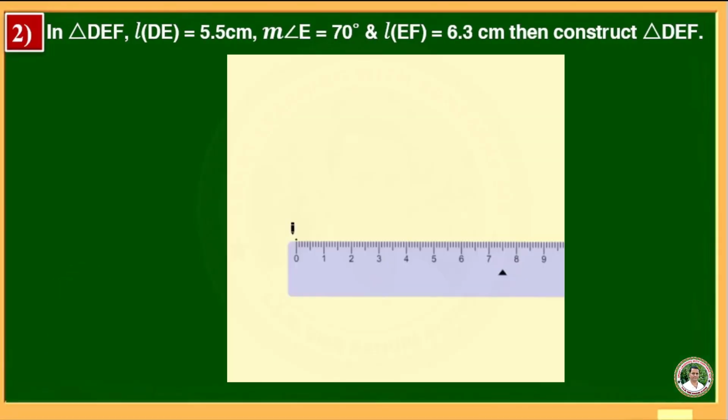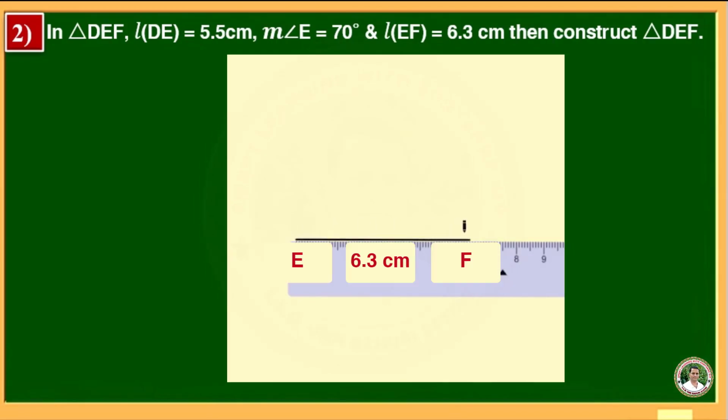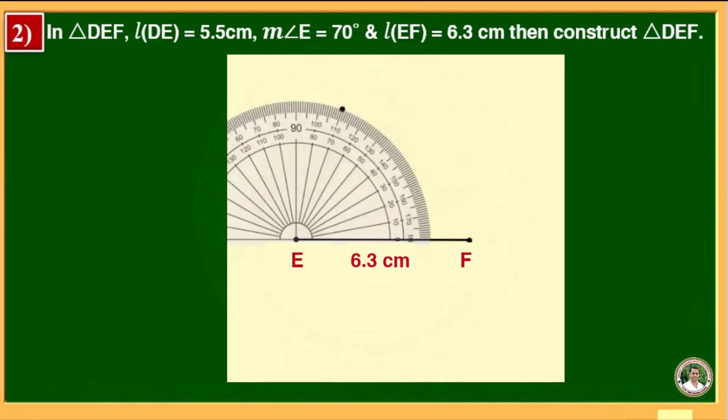Now in the second example, we want to construct triangle DEF. In this triangle, two sides and one angle are given. Here we will take segment EF as a base, which is 6.3 cm given. Therefore, first draw a segment EF of 6.3 cm, name it EF and write the measure 6.3 cm. Now the measure of angle E is given, that is 70 degrees. Therefore, by using a protractor, take a point at 70 degrees.